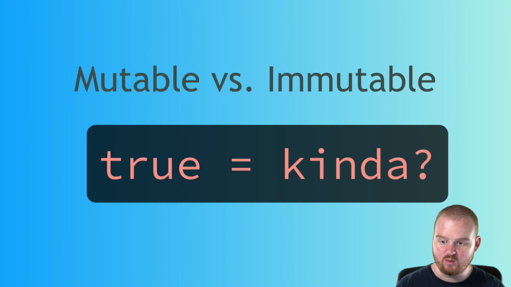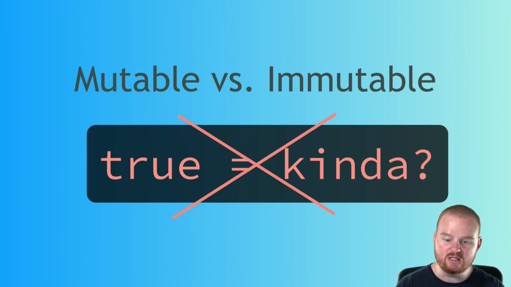Similarly with true, we wouldn't want to change what it means for something to be true. A mutable object can change.